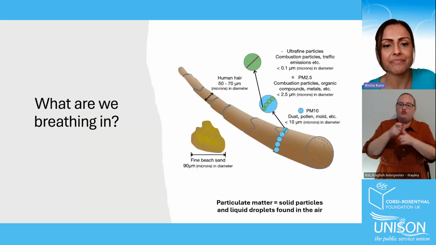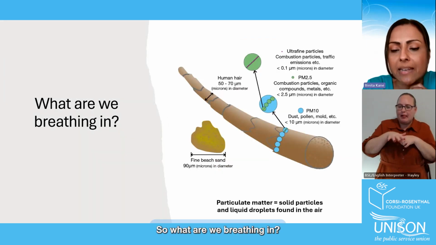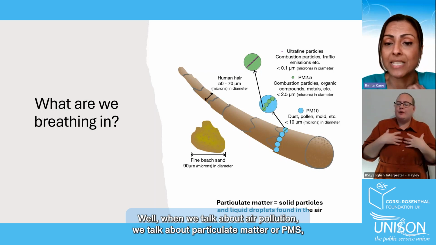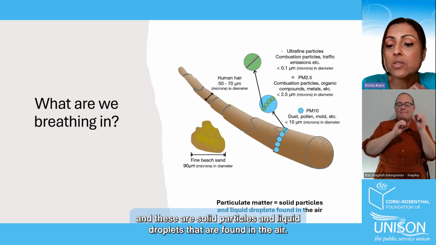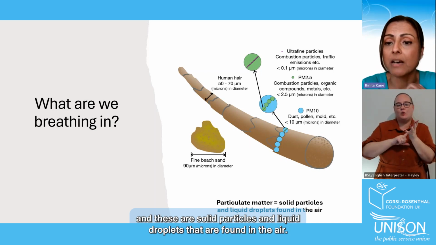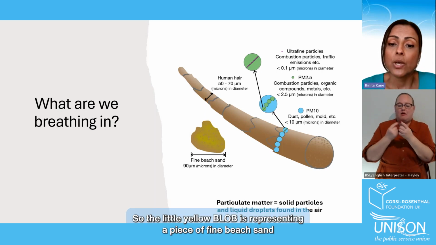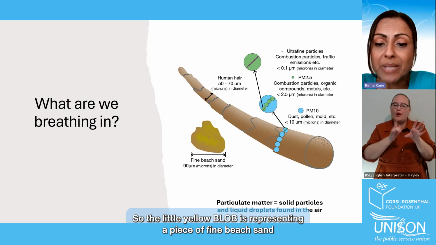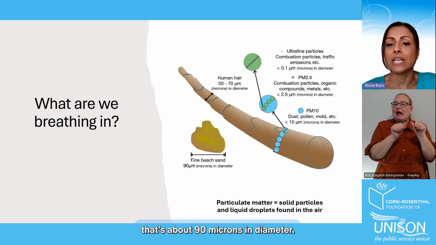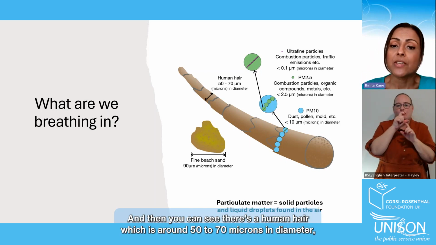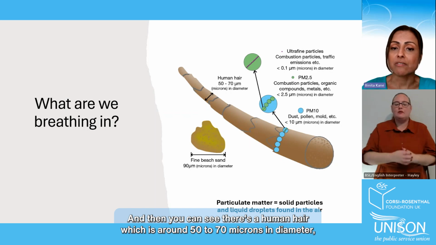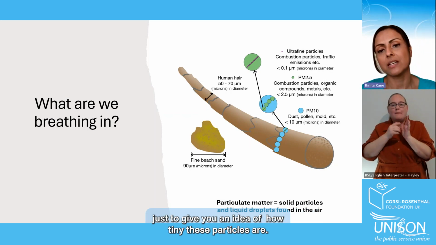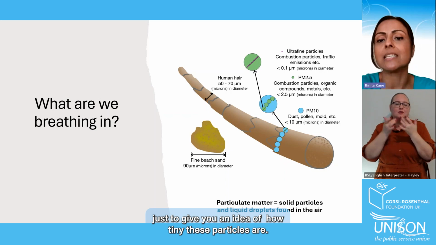So what are we breathing in? Well, when we talk about air pollution, we talk about particulate matter, or PMs. And these are solid particles and liquid droplets that are found in the air. The little yellow blob is representing a piece of fine beach sand that's about 90 microns in diameter. And then you can see there's a human hair, which is around 50 to 70 microns in diameter, just to give you an idea of how tiny these particles are.